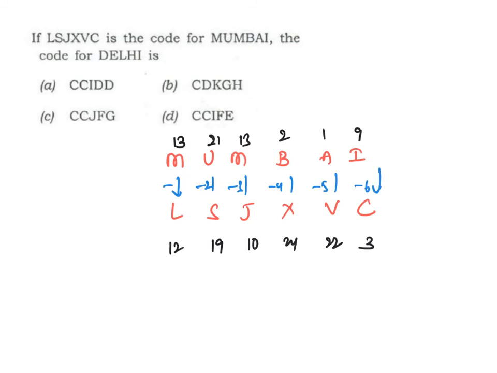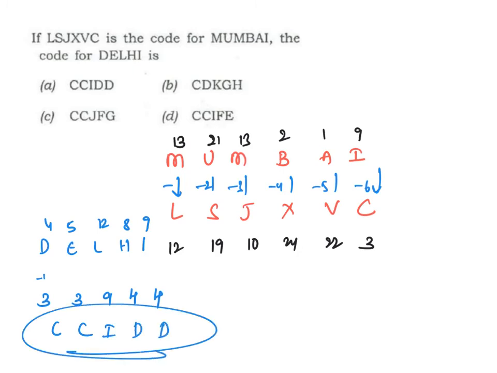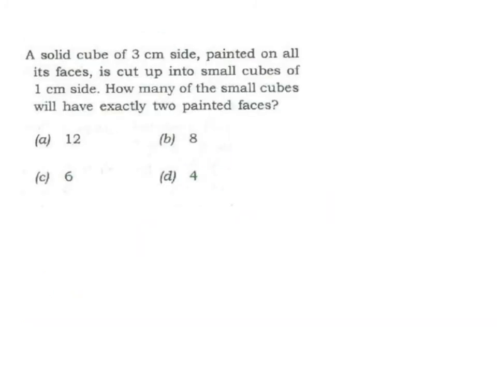Now look at Delhi. So the code for Delhi is, he's asking you, this is 4, 5, 12, 8, 9. You have to do minus 1, that is 3, minus 2 is 3, minus 3, that is 9, minus 4 is 4, minus 5 is 4, which is CCIDD. So the code is CCIDD. The answer is A.